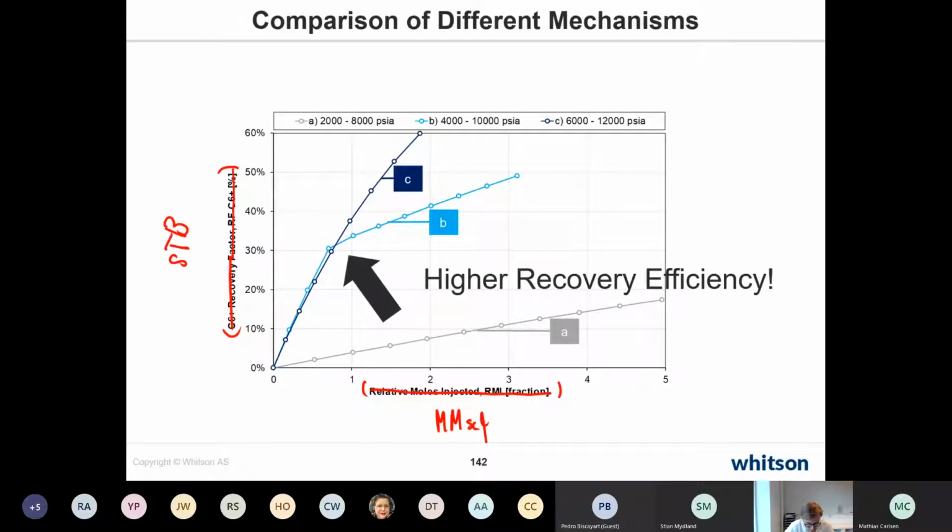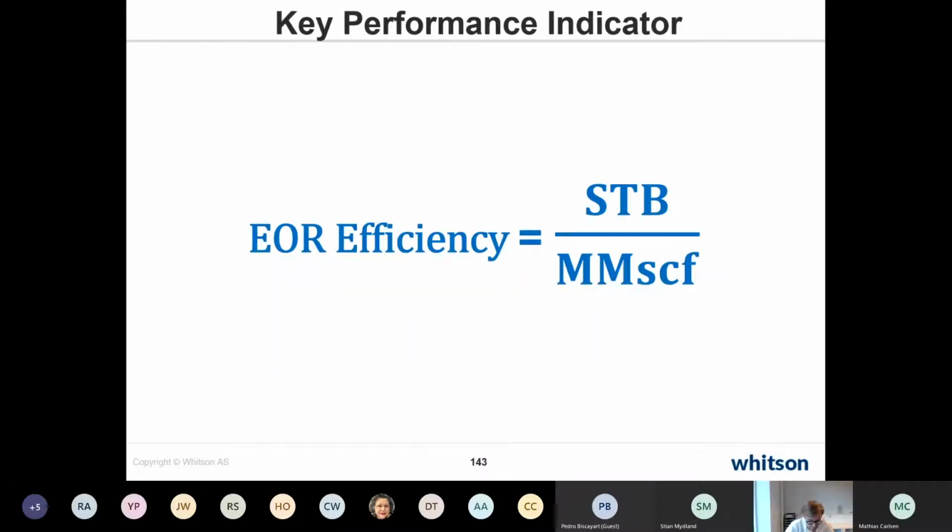Again, recovery efficiency is up to the left, and we can think about this as stock tank barrels per MCF. And this ratio right here is just a measure of EOR efficiency, stock tank barrels per MCF.